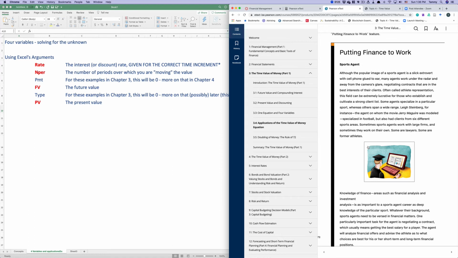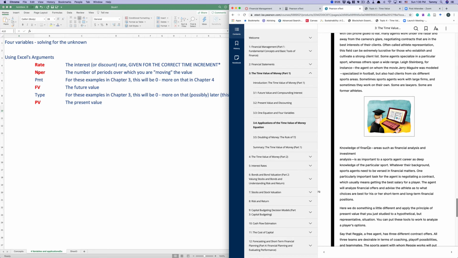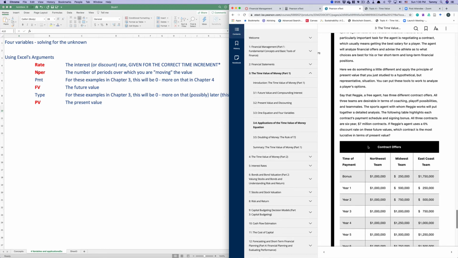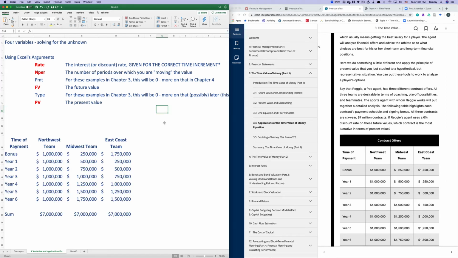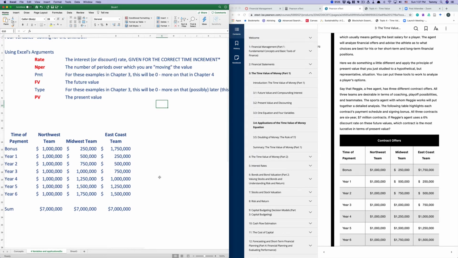a sports agent, right? So here's our little setup here. This is a cool example, right? The sports agent has 3 different $7 million offers for his client. So I went and copied all this information over here into my spreadsheet so that I could show you that these are all $7 million contract offers. Each of them has a value of $7 million in the total sum of all of these 7 cash flows. So they include a signing bonus as well as 6 years of payment, and they add up to $7 million.